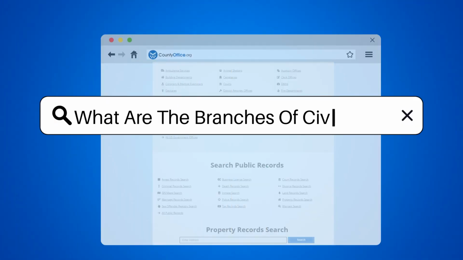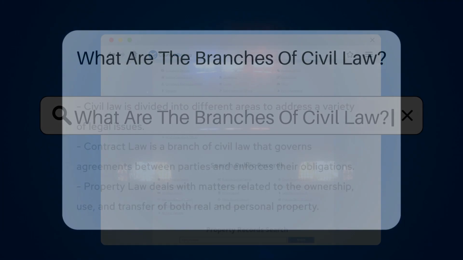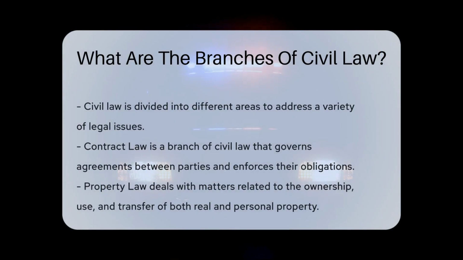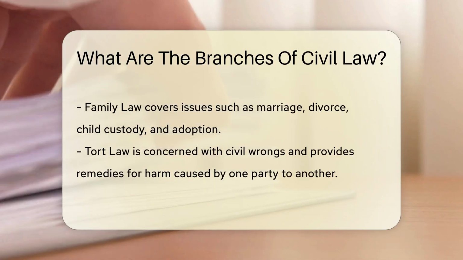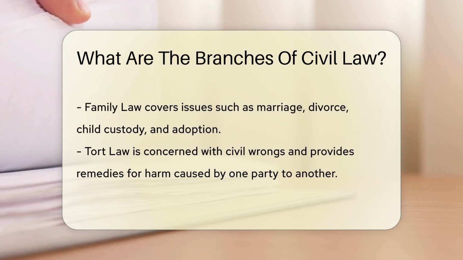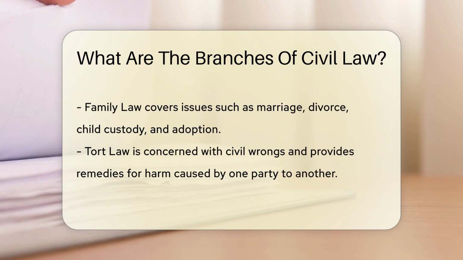What are the branches of civil law? Civil law branches into different areas to address various legal matters. One key branch is contract law, which governs agreements between parties and enforces their obligations. Another branch is property law, dealing with the ownership, use, and transfer of real and personal property.